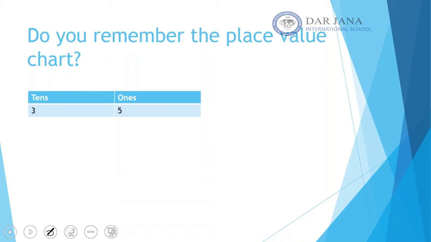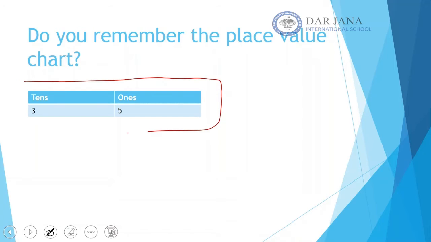Now, do you remember the place value chart? We took it before for 2-digit numbers. When I speak about a digit, the digit is a part of a number. So when I say 2-digit number, 2-digit number means tens and ones. I place them in the place value chart.